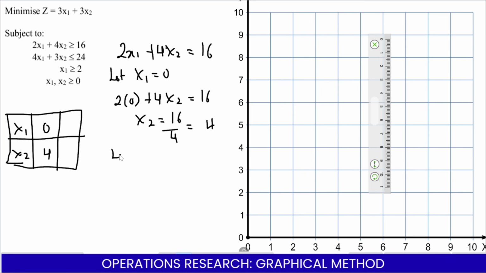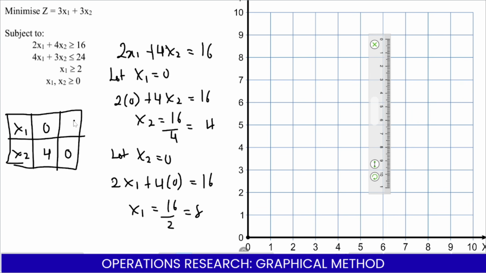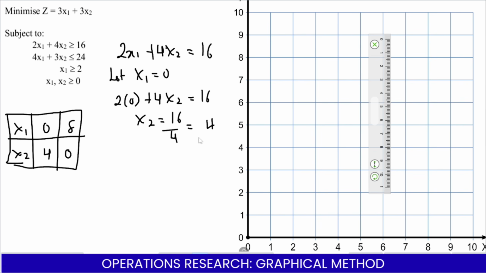So you do the same. Let x2 be equal to 0. So we have 2x1 plus 4(0) is equal to 16. So we have x1 is equal to 16 over 2, which is 8. We have x1 to be 8. So that's that for the first constraint. So let's do the same for the second constraint.